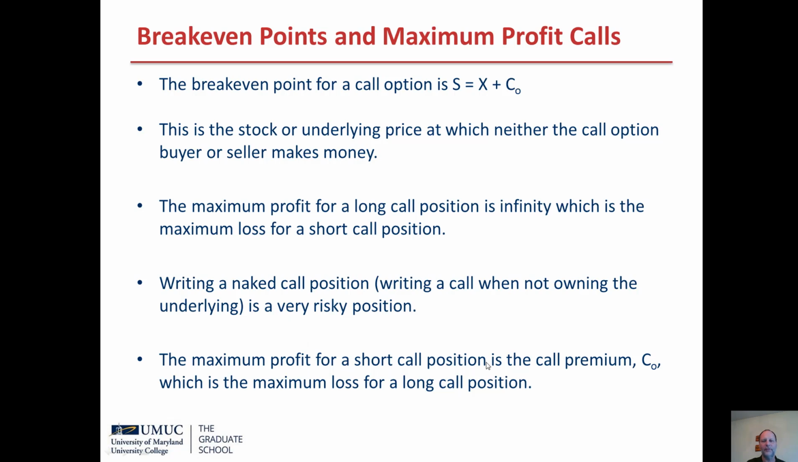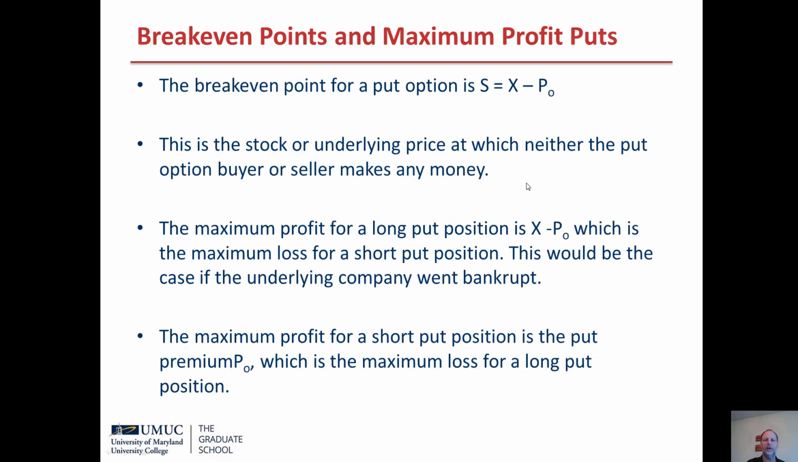The maximum profit for a short call is very similar to being an insurance company. The maximum the insurance company can make is the premium you pay to buy it. They hope you don't wreck your car, and they keep the premium. For puts again, the break-even point is the strike price minus the put premium.